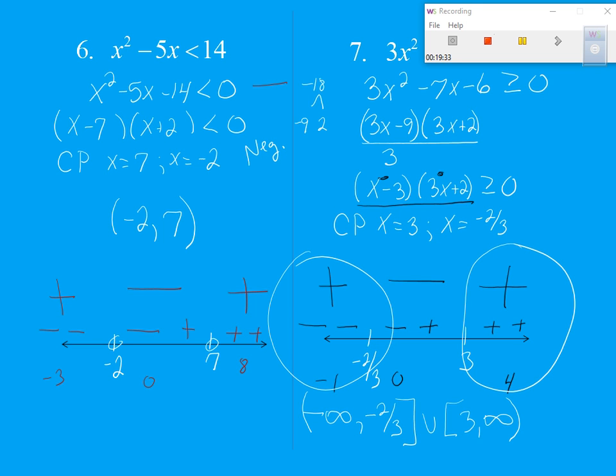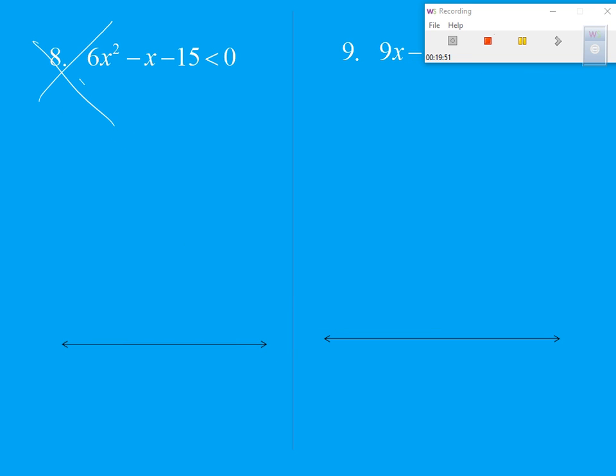Now, I'm going to skip my number 8 just for time on the video, but I'll do number 9 because I've kind of spoiled you where it went positive, negative, positive. I'll show you that's not always the case on number 9. So like I said, I'm going to skip number 8 for the video. If you want to pause the video and do it, you should get negative 3/2 to 5/3 after you're all said and done.